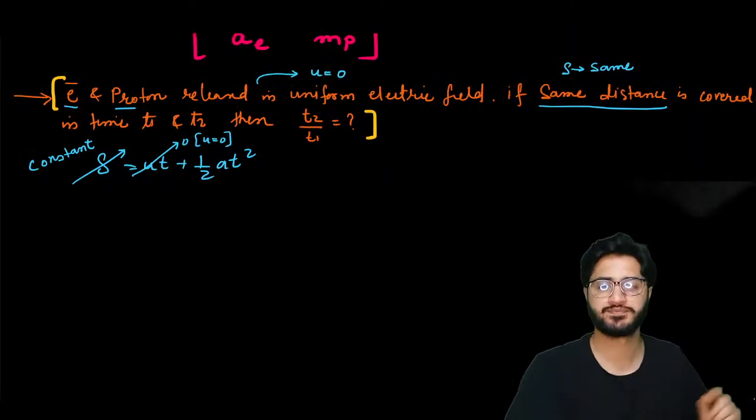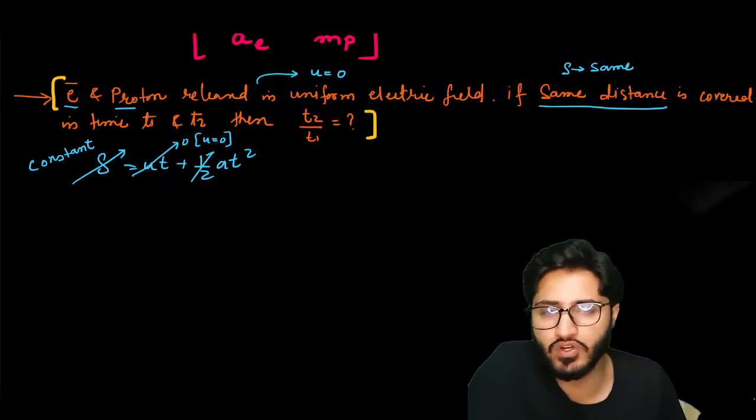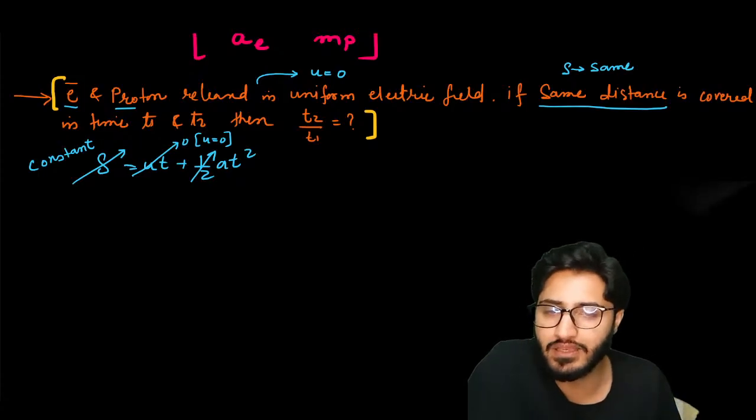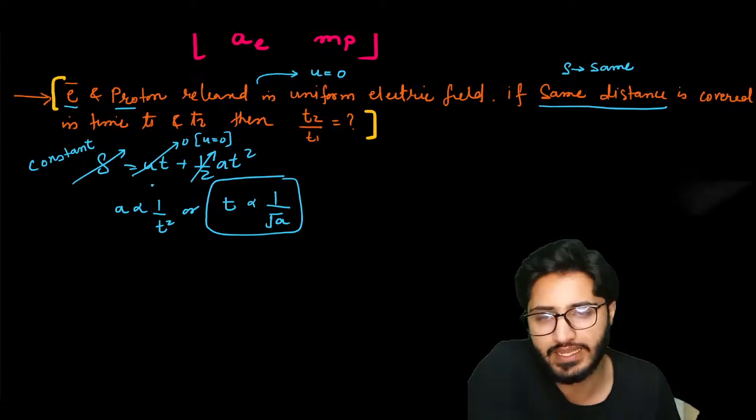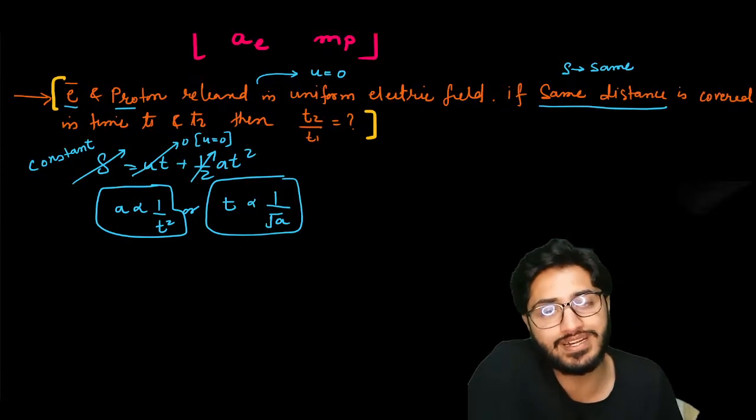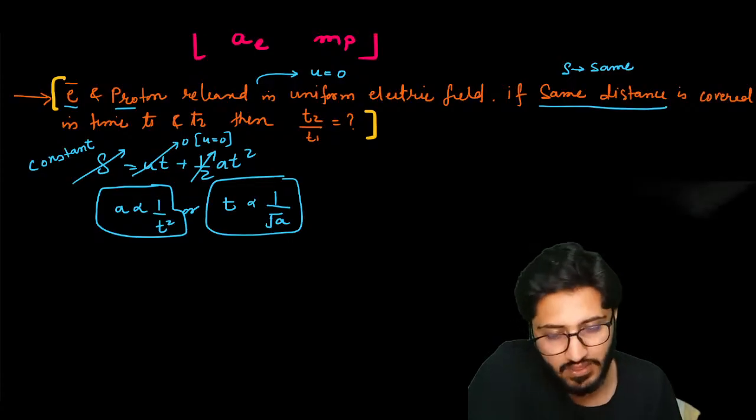Look now, 1 by t is also constant, no? So what can I write now? I can write that A is inversely proportional to t square, or t is proportional to 1 divided by the square root of acceleration. I can write these two terms. Now to find out the time ratio, I need acceleration.